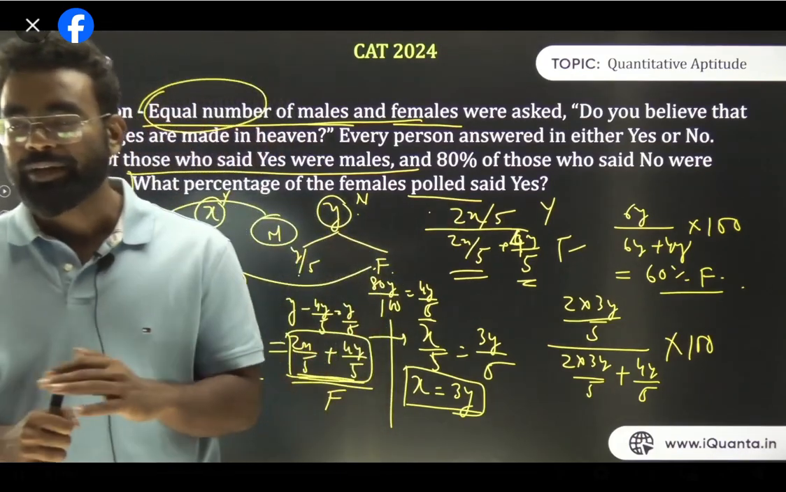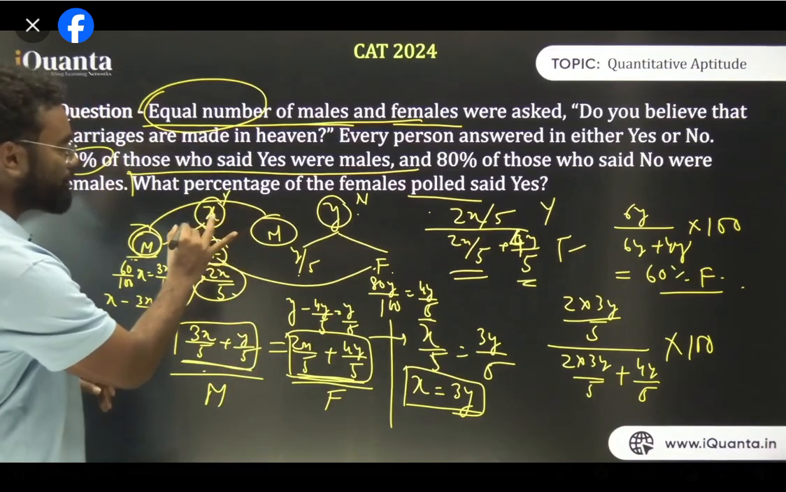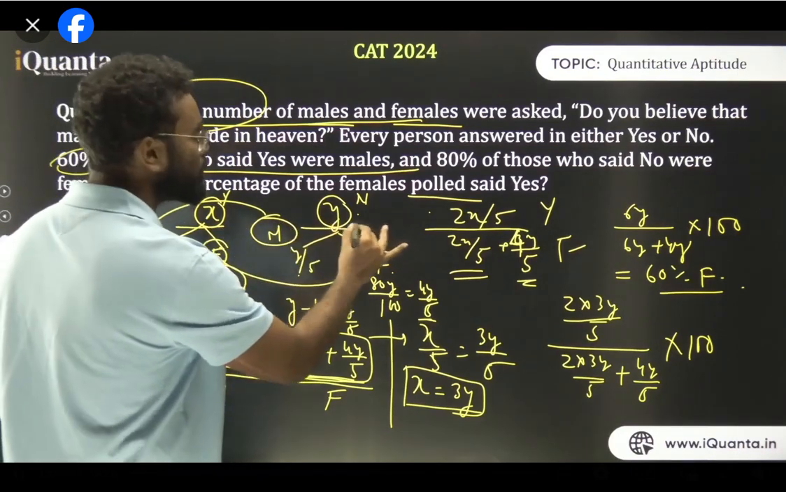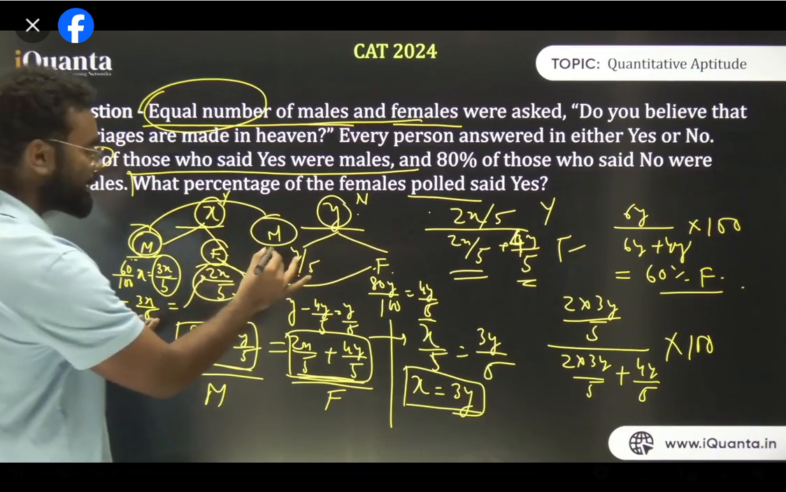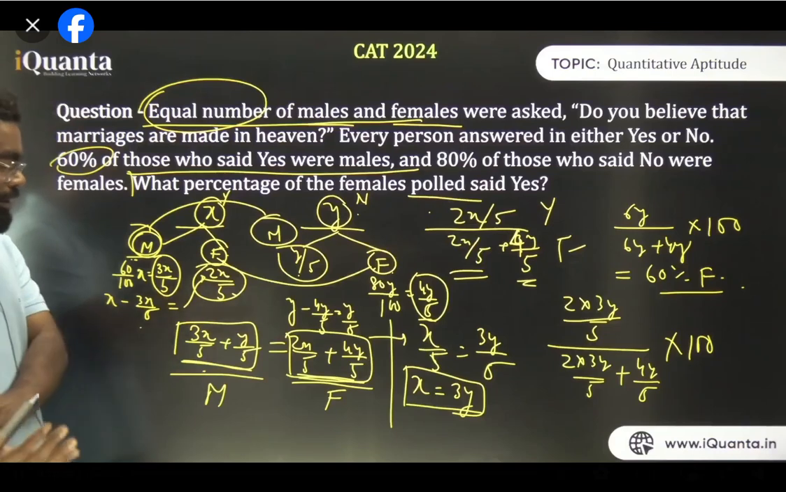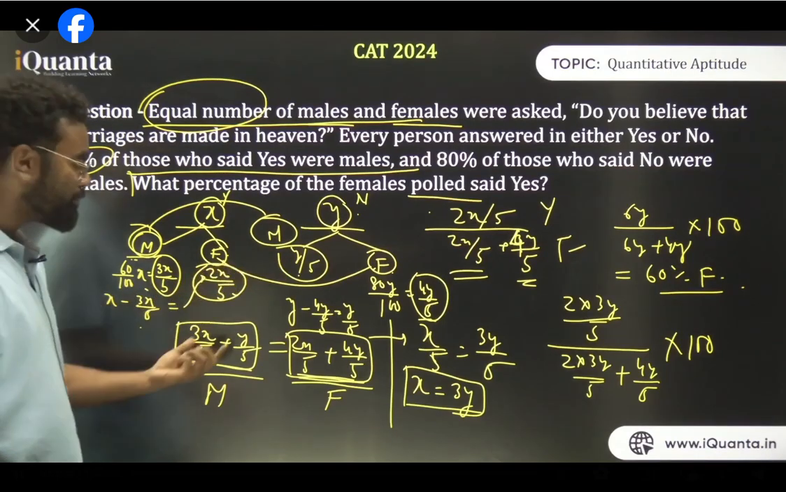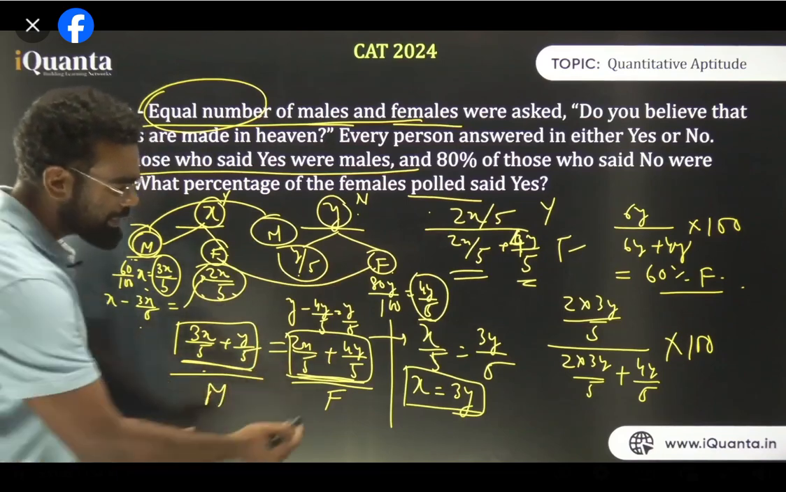That's fine. The starting part, Kanika, I'll just give you one simple approach here. In the starting part, I've taken the total number of people who said yes as x, and the total number who said no as y. So out of x, 3x upon 5 is male, 2x upon 5 is female. Again, y upon 5 is male, 4y upon 5 is female. It is given that total male is equal to total female. So total male is 3x upon 5 plus y upon 5, and total female is 2x upon 5 plus 4y upon 5. I equate them, and then I get x equals 3y.